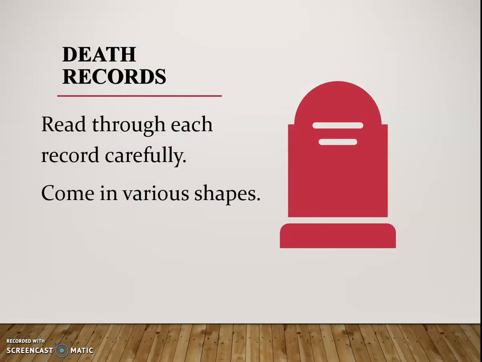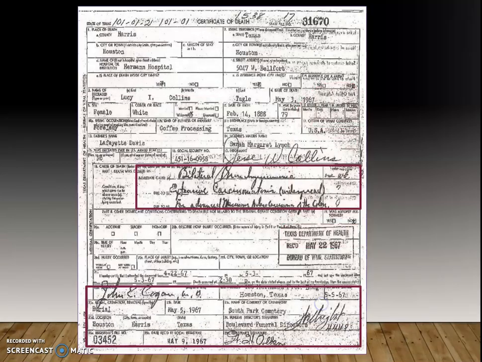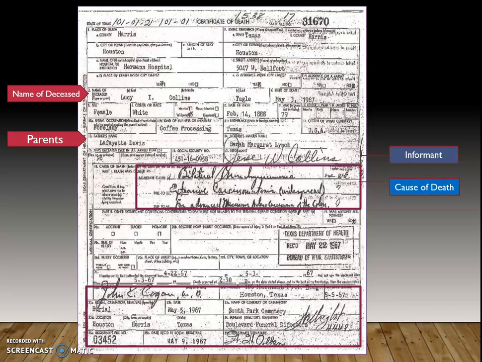Death records, make sure again you read through each record carefully. You know, they come in various shapes. They're not always complete, but most of them are, but there are times when they're not. So when you look at one, you're just going to read it from top to bottom. And you'll notice the name of the deceased, who the parents were, who the informant is, the cause of death, and the time of death and the burial location, which is also very important.